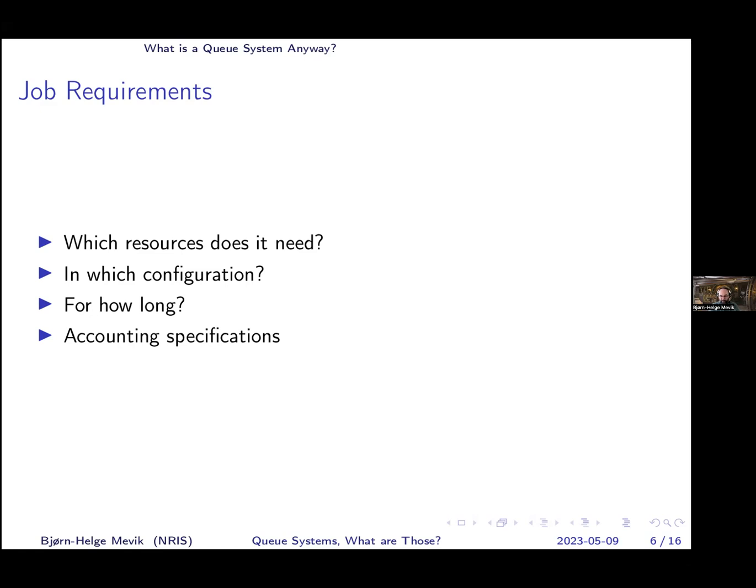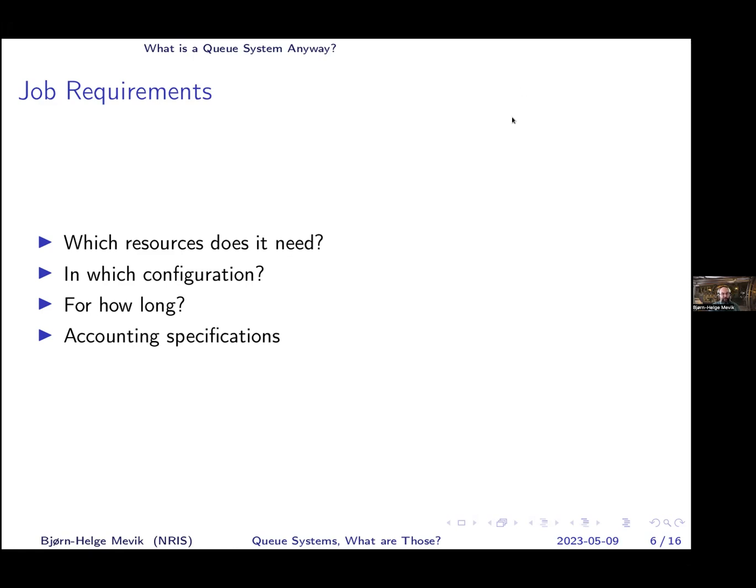Finally, in NRIS, there is the concept of accounting. It's because it's been decided that every project gets a finite number of CPU hours. We'll talk more about that later. And so we need to specify where to count the resources used by this job onto that quota.